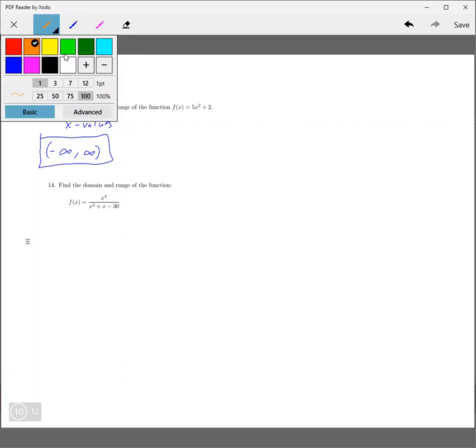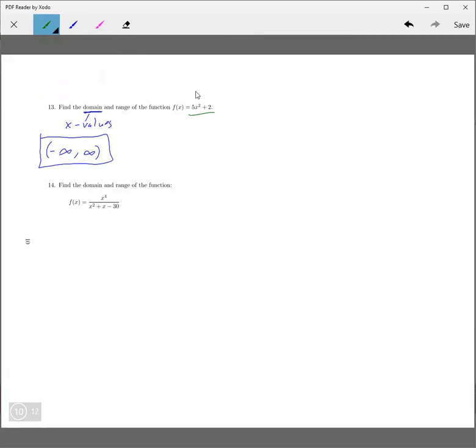Okay, for the range though, the range is the value that you can get out of this. Now, one thing that's going to happen is that's always going to be greater than or equal to 0. Because even if you put a negative number in for x, when you square it, it's going to become positive. You can put a 0 in for x, and that will be 0. So if you take something that's greater than or equal to 0 and you add 2 to it, that's always going to be greater than or equal to 2. So your range is going to be from 2 to infinity, including 2.